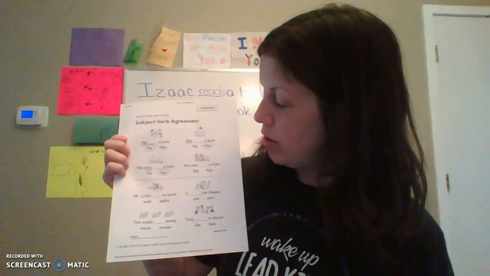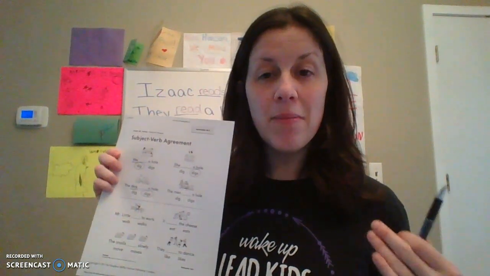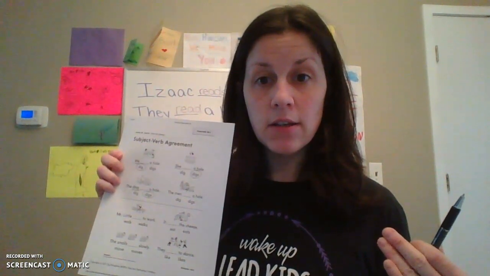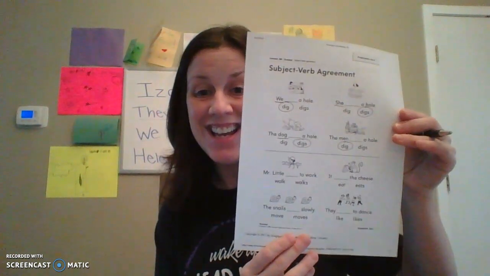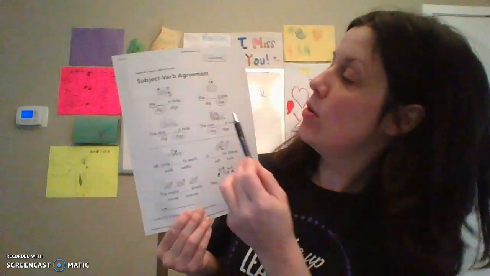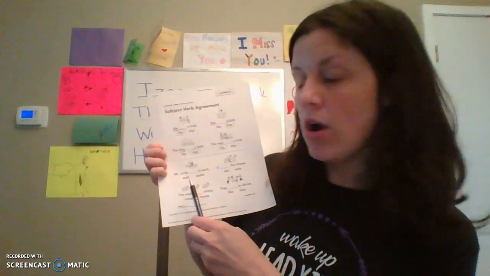Okay, our next one. The men blank a hole. So when we're saying the men, is the men one man or more than one man? The men is more than one man, right? So since it's more than one, are we going to keep the S or no S? No S. So we're going to say the men dig a hole. So we have the men dig a hole. The dog digs a hole. She digs a hole and we dig a hole. More than one person, no S. One person, S.